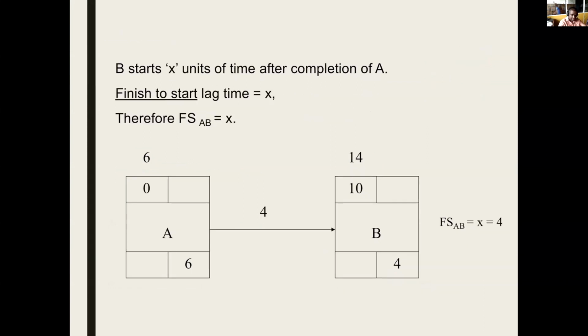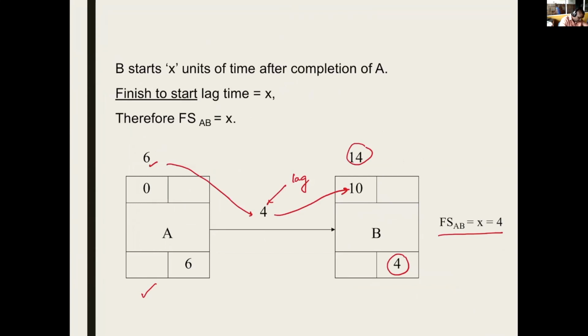Now finish to start with a lag of 4. 0 plus 6, it's the same. So here we have no issue. Finish to start with a lag of 4 means this finishes at 6. After finishing that particular activity, we have to wait 4 days to start activity B. So 6 plus 4 comes to 10 there. So this is an activity with the duration of 4. 10 plus 4 is 14. So this is the way we normally denote that.